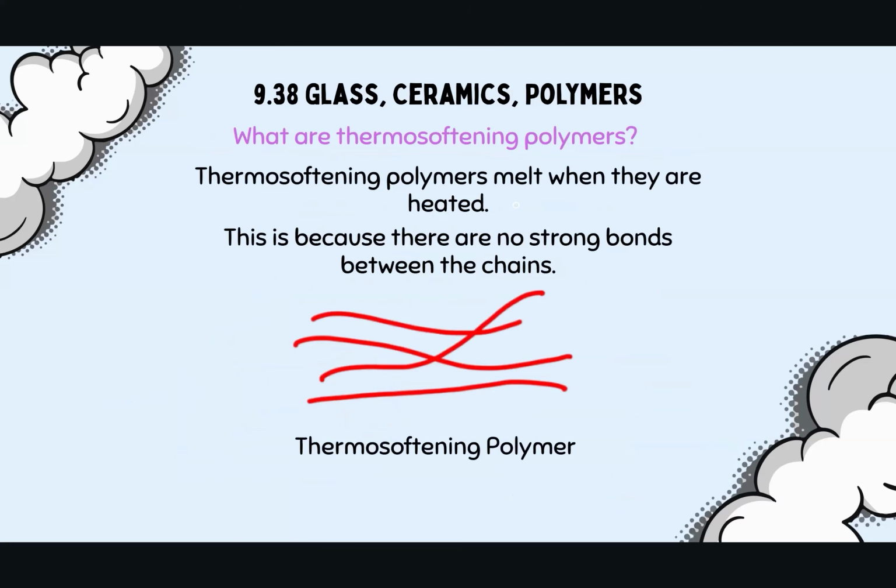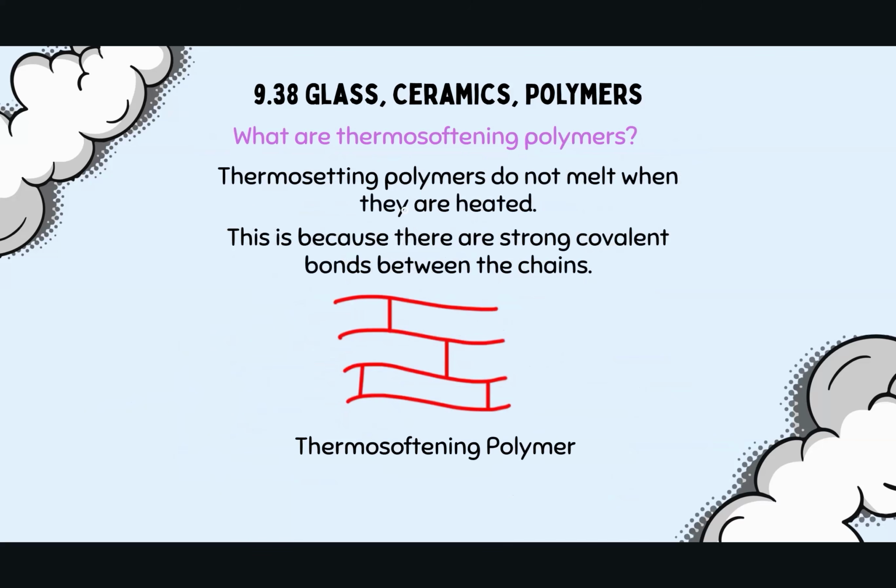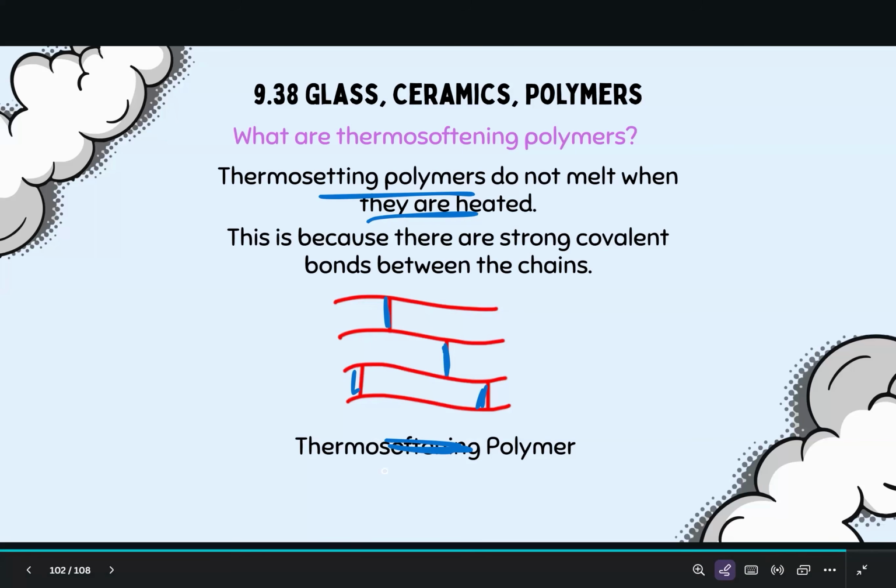Thermo-softening polymers melt when they're heated. That's because there are no strong bonds between the chains. Whereas thermosetting polymers do not melt when they're heated. That's because you've got these strong bonds between the chains that stop them from sliding over each other. So this is a thermosetting polymer.